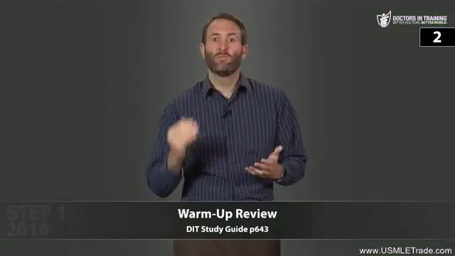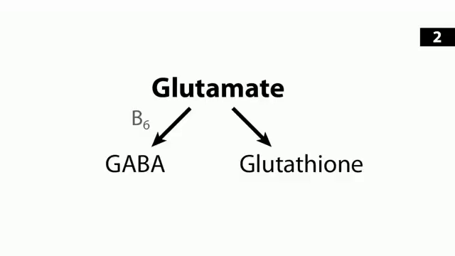Next question, what substrate and cofactor is required for the generation of GABA? So the amino acid glutamate is essential for the production of GABA, and glutathione is another important antioxidant as well. So to answer the question, the substrate is glutamate and the cofactor is vitamin B6.